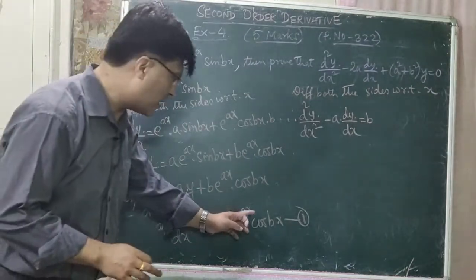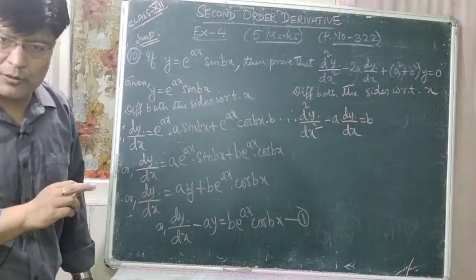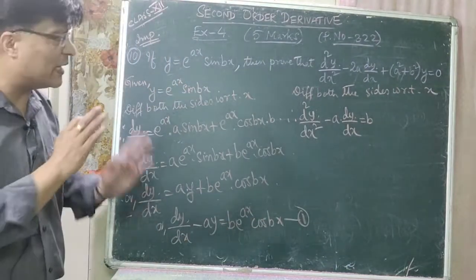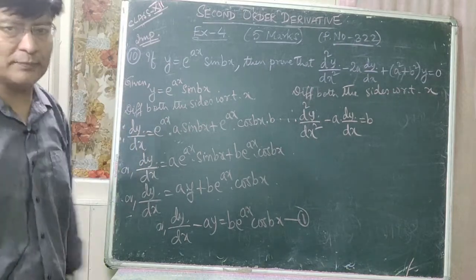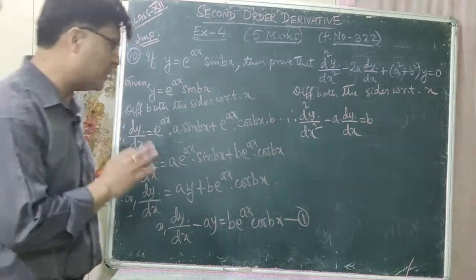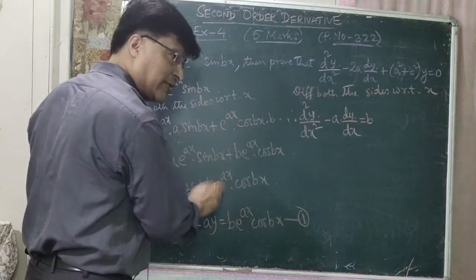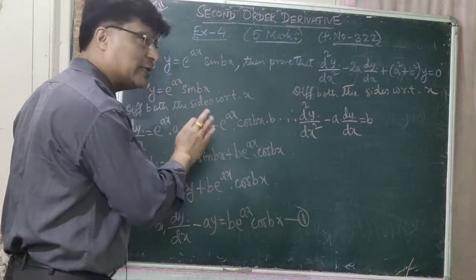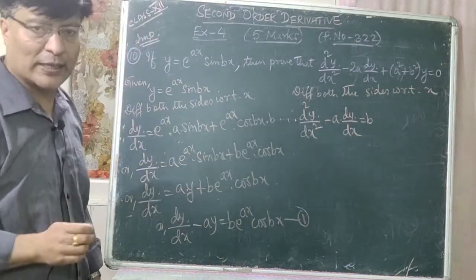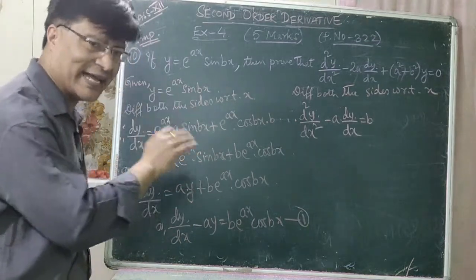For e to the power ax cos bx you have to use UV rule. But b is constant here. Keep b as it is, you don't have to do anything with b. b is kept as it is because b is constant.